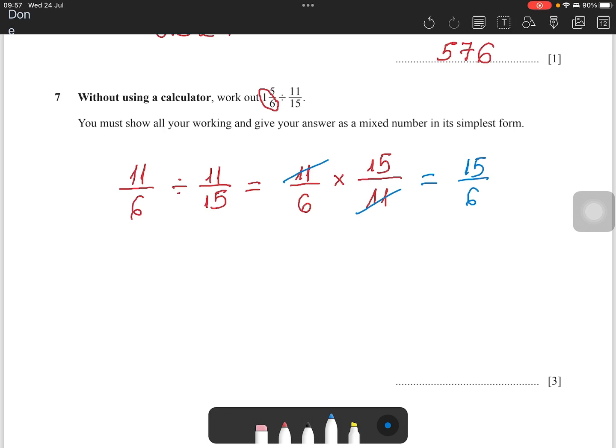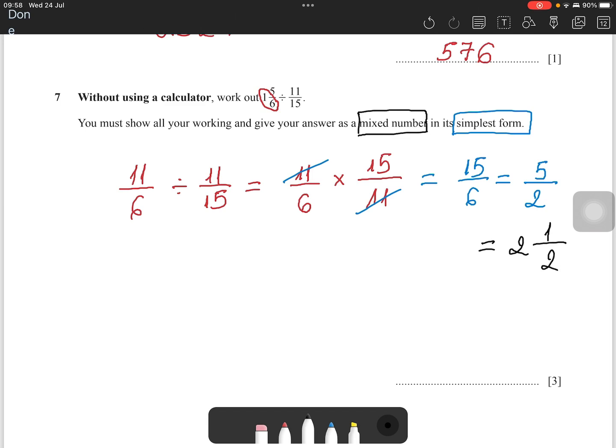But we need to write the answer in simplest form. So first, let's simplify this. 15 and 6 are both divisible by 3. So 15 divided by 3 is 5. 6 divided by 3 is 2. And finally, we need to write our answer as a mixed number. So 5 divided by 2 is 2, remainder 1. So the mixed number is 2 and 1/2.